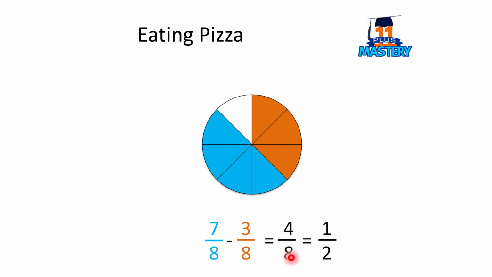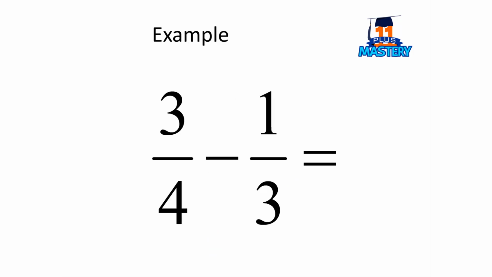So when I subtract, same as addition, my bottom number must stay the same. I'm not changing how many pieces are in whatever it is that I am adding or subtracting. All I'm changing is how many pieces there are. Let's look at an example.